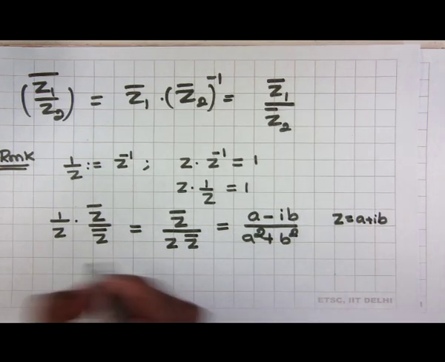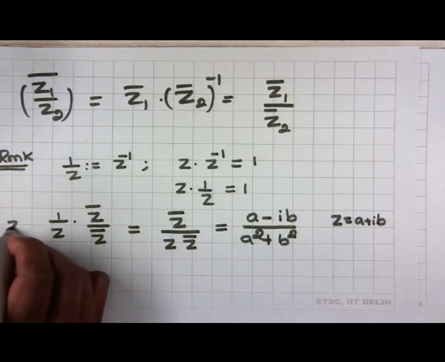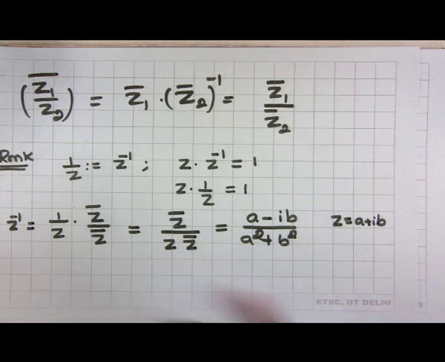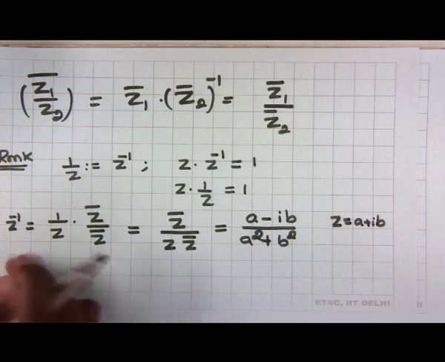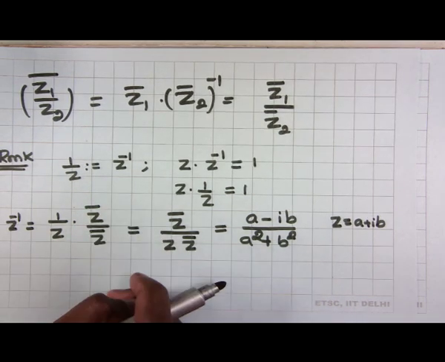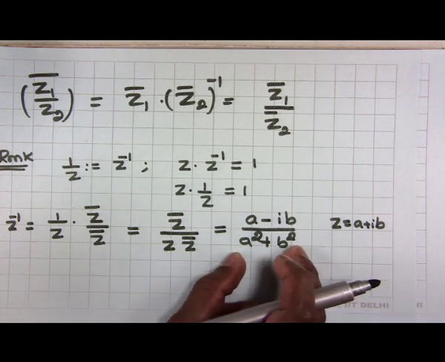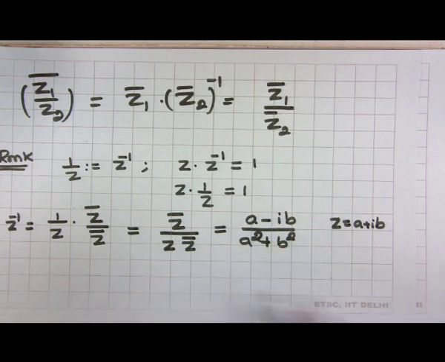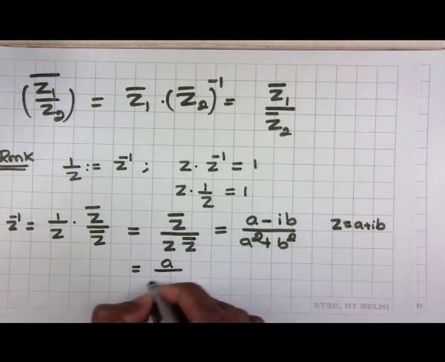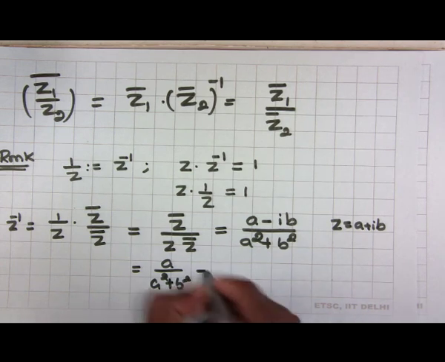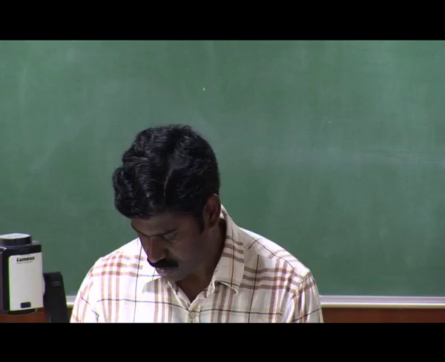So, if you recall, when we calculated z inverse, we tried to solve the equation to find out the value for z inverse. Now, we see that by using the factor z bar, we are able to compute z inverse easily, just by multiplying and dividing by z bar. That is a by a square plus b square minus i b by a square plus b square.